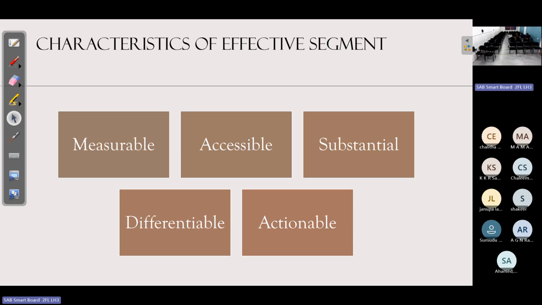Differentiable in the sense, segments should have different features, different characteristics. If we consider male versus female, their preferences are different. If we consider kids and teenagers, their preferences and purchasing power differ. So those differences should be there to effectively reach them and design products accordingly. That's what we call differentiable. So we can write that.